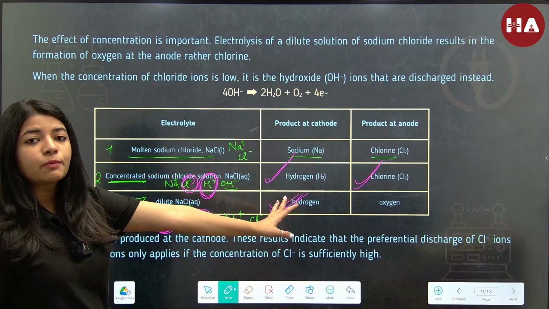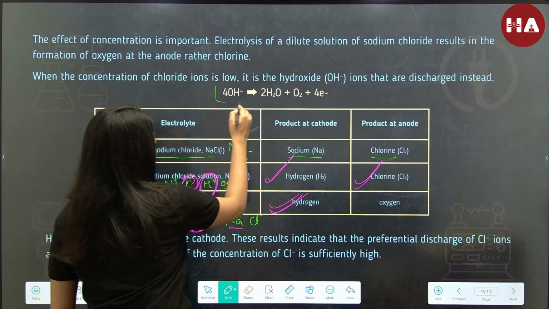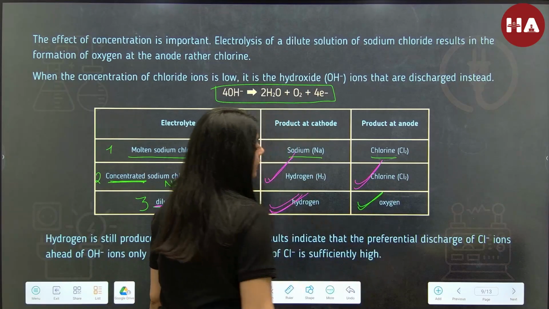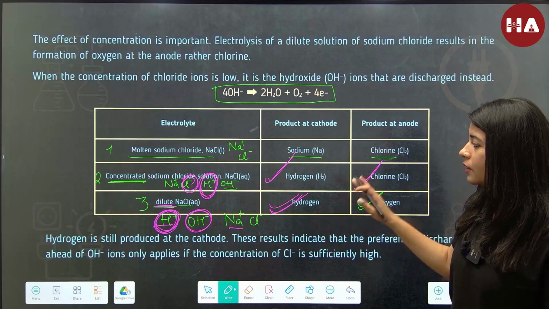And how will OH minus lose electrons to give oxygen? This is the reaction. So oxygen will be produced at the anode. I hope this is clear. Please take a minute here and you can write this.